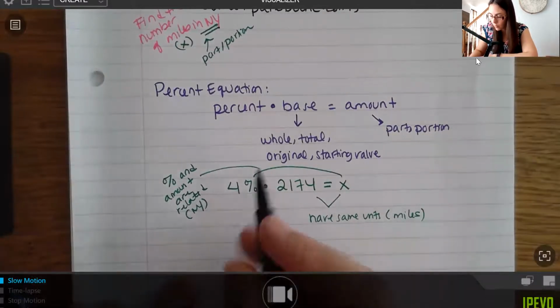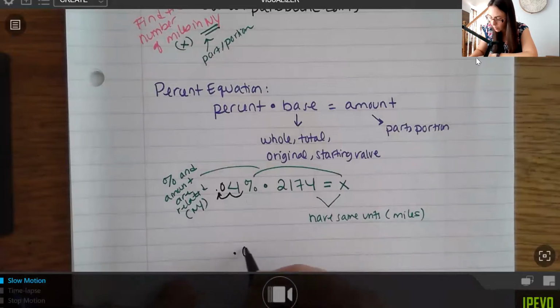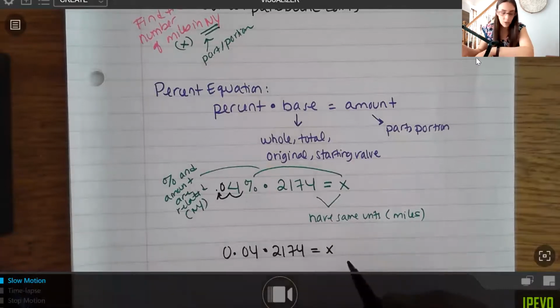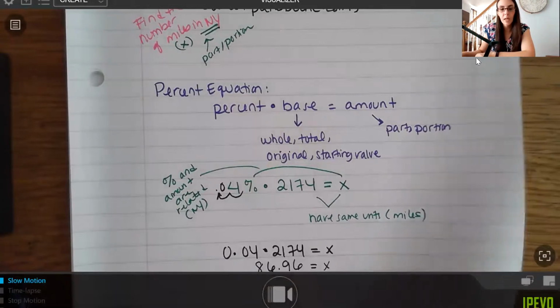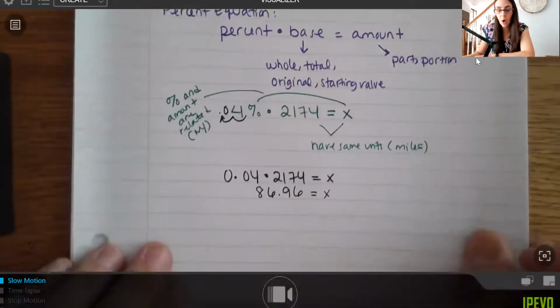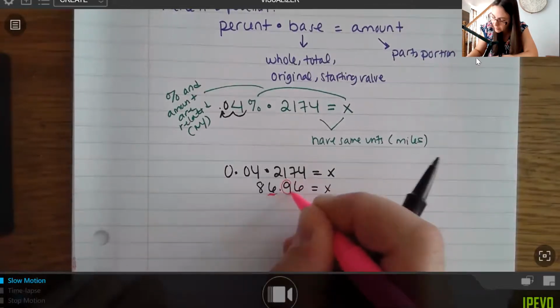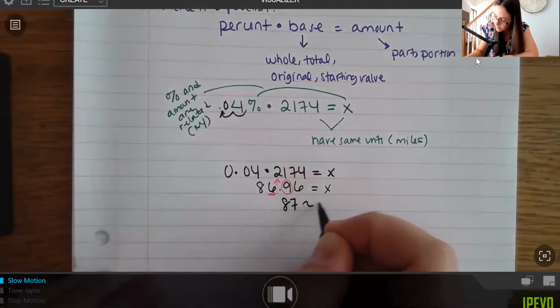So I'm going to change this over 2 spots to the left. So I'm using 0.04 times 2,174 equals X. And you can definitely go ahead and use your calculator here. So I'm just going to save us a little bit of time. And what you get is 86.96. Now the problem just asks us to round to the nearest whole. So the nearest whole is the ones position. So that 9 is going to bump that 6 up. So you're going to get 87.